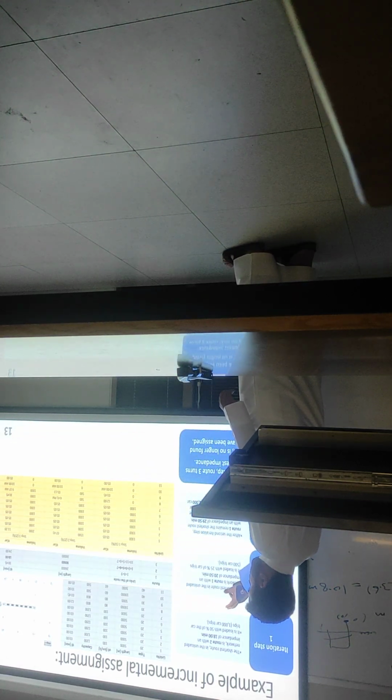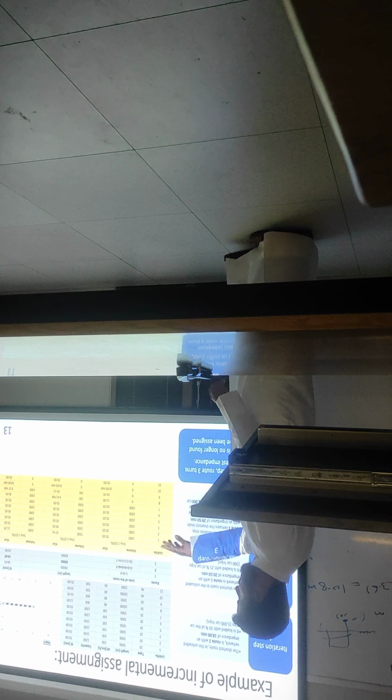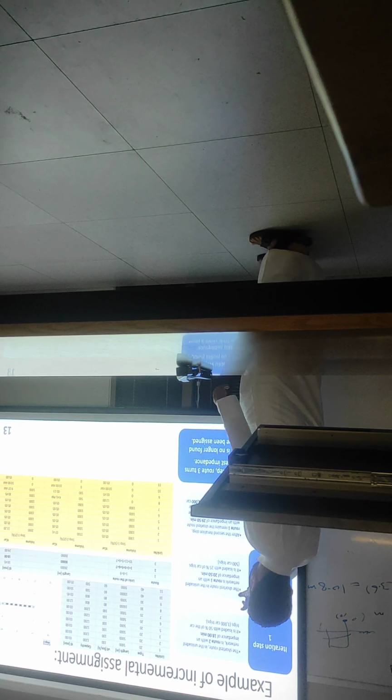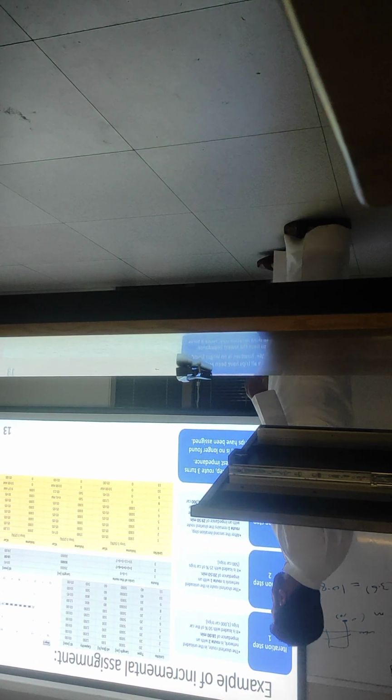So this is just an example for the incremental assignment. These are the parameters for our network. For the first iteration, we selected route number 2 because it has the minimum impedance, 18, compared to the others. So we loaded 50% of the vehicles.